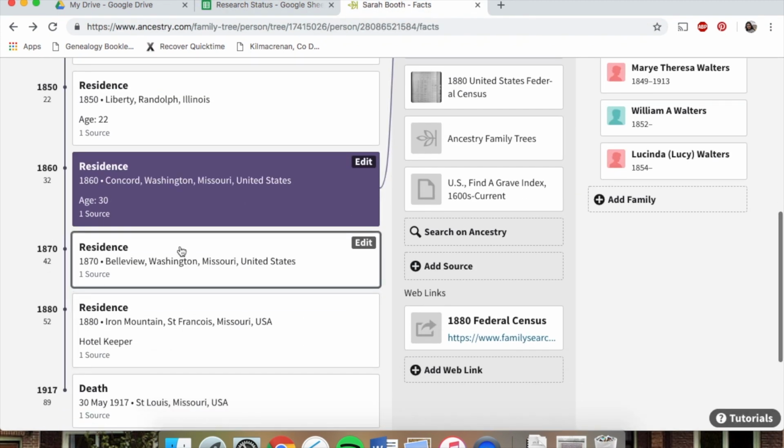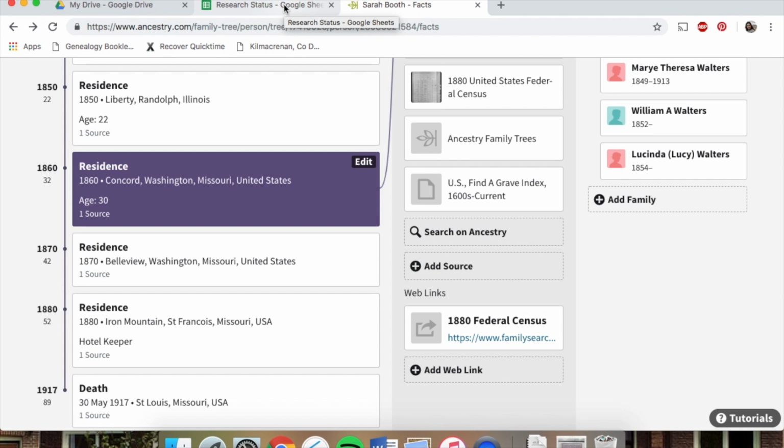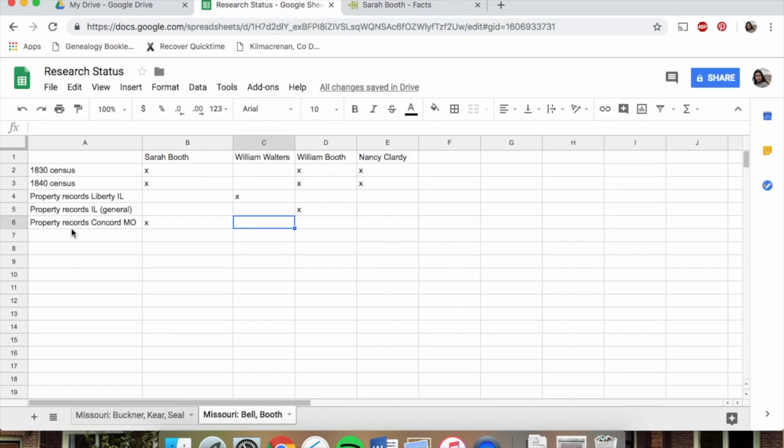Then she moves to Bellevue, Missouri, so I could put another X there to see if I could find records of her moving. So these could be the same towns and then just the name on the census changed, but I am going to put that there anyway. Let's put 1870 census, property records, Bellevue MO for her.